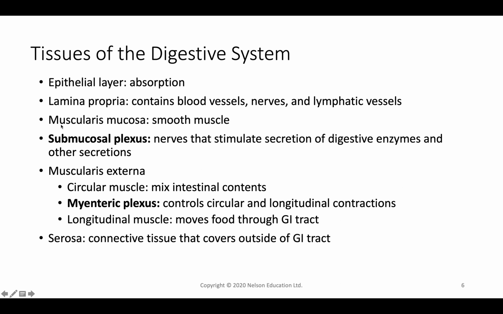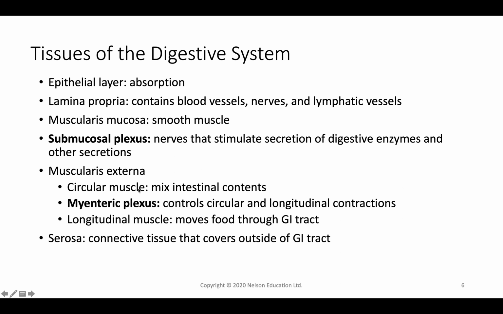The muscular layer is called the muscularis mucosae layer. We have the smooth muscle layer. We also have the submucosal plexus, which is going to be nerves that are going to stimulate digestive enzymes and other secretions. And we have another muscle layer called the external, so the muscularis externa.